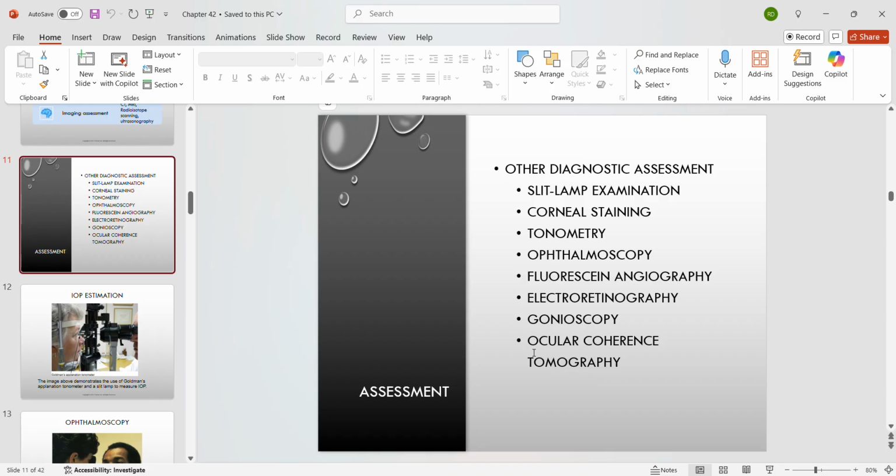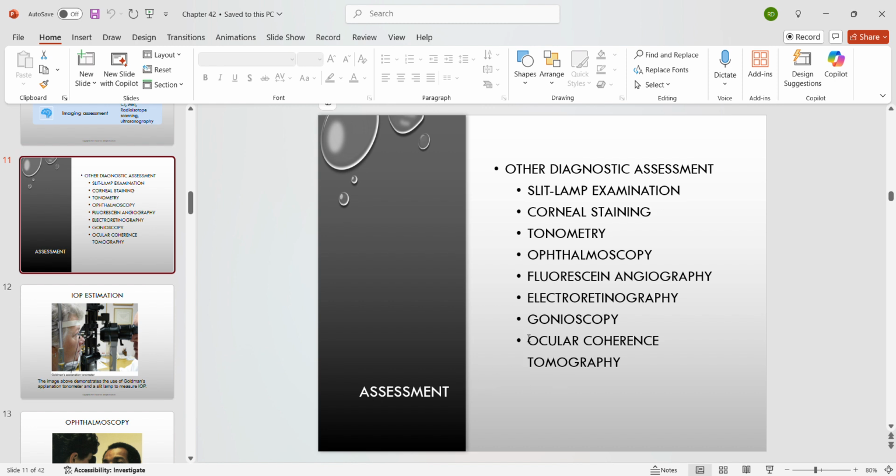Then you have the electroretinography. An electrode is placed on the cornea of the eye after numbing with eye drops, and the retina is stimulated with flashes of light. The electrical activity generated by the retina in response to light is recorded. The recorded electrical signals are known as waveforms, and you have A waves and B waves, and they're analyzed to assess the health and function of the retinal cells.